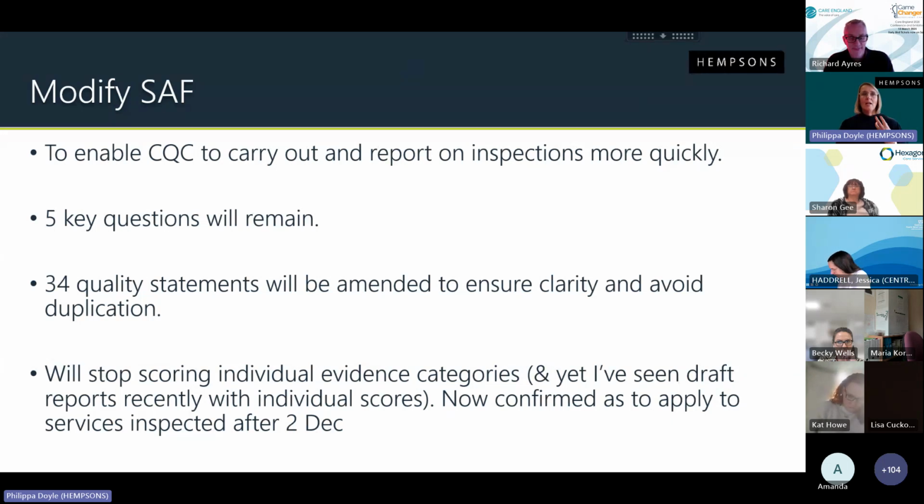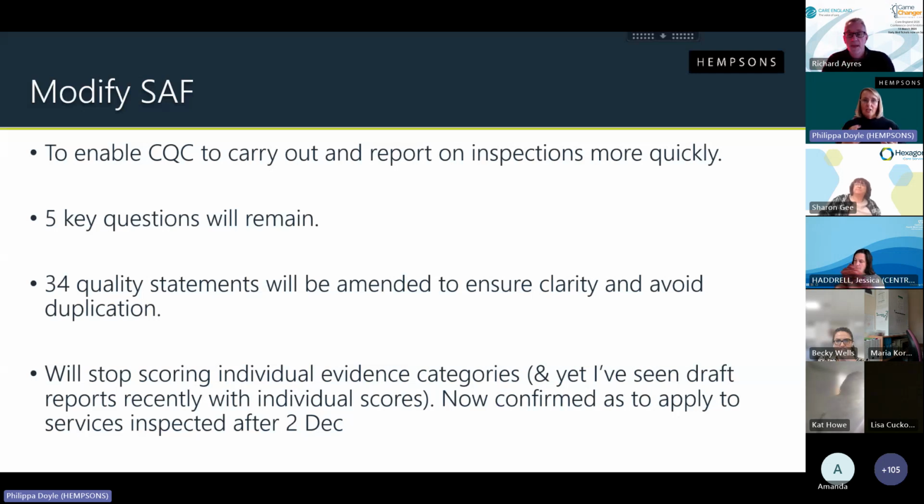They announced quite quickly after the Dash and the Richards reports that they were going to stop scoring individual evidence categories. And our interpretation of that at the time was that it was a hard line, that from that day forward they were going to stop scoring evidence categories. And yet I've seen numerous reports that still have those individual evidence category scores in them. We had an announcement yesterday, or maybe it was sometime last week, that they've confirmed that actually any service inspected from yesterday onwards would be where they would stop scoring those individual evidence categories. So if you've had an inspection and you've got your draft report, or you're waiting for your draft report, you're still going to find those individual evidence category scores in there.